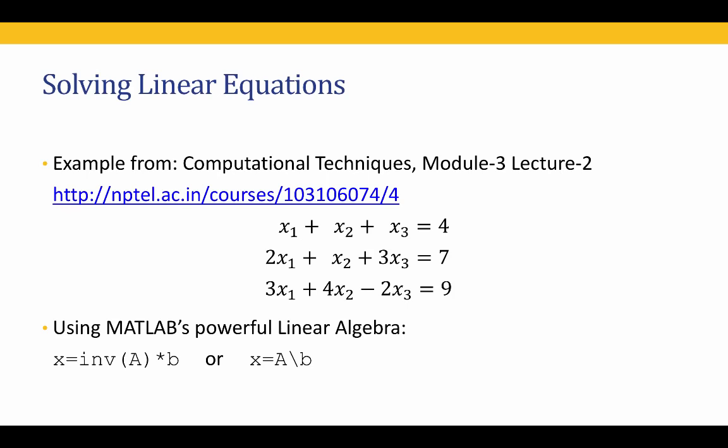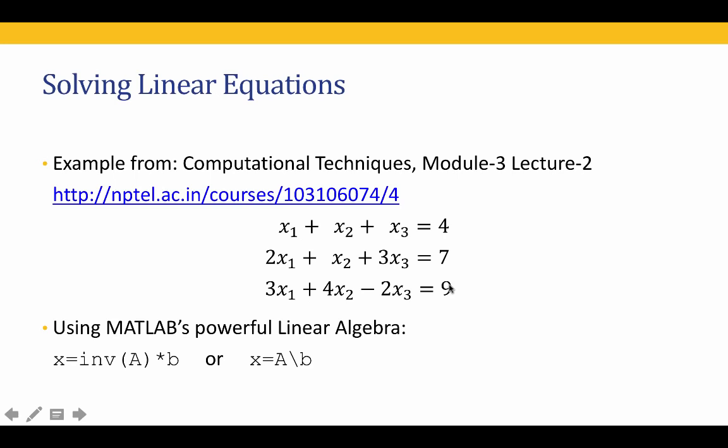This example is from the Computational Techniques video course, Module 3, Part 2, the link for which is given over here. So these are three equations in three unknowns. The three unknowns are x1, x2 and x3. Together they form a column vector containing 3 rows. We will write this equation as Ax equal to B, where the A matrix is 1, 1, 1, 2, 1, 3, 3, 4, minus 2, and our B vector is 4, 7, 9.